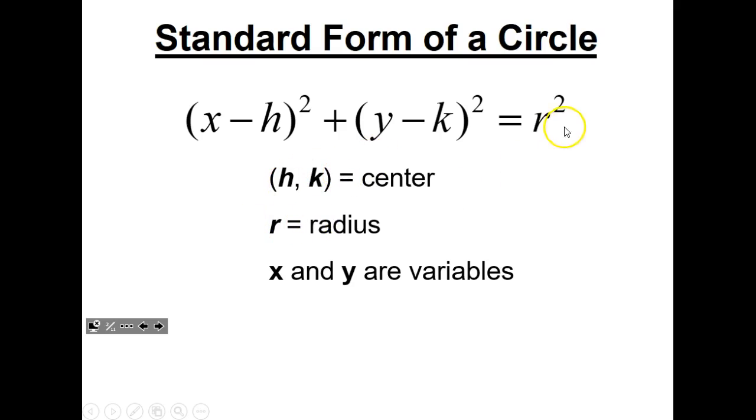The radius is whatever this is equal to, squared here. So if this equals 16, the radius would be 4. If this equals 25, the radius would be 5. And x and y, of course, are not replaced. Those are variables. So let's look at some of these.